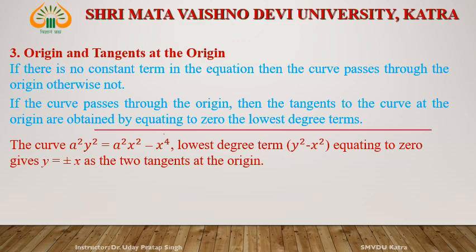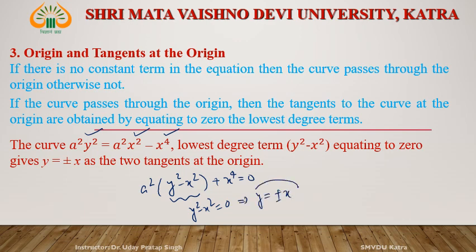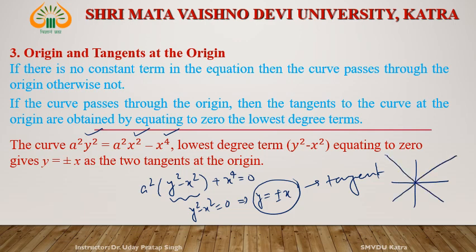What is the lowest degree term? This is fourth degree term, second degree term, second degree term. Collect the second degree term: a square (y square minus x square) plus x to the power 4 equal to 0. Then this is y square minus x square equal to 0. What is this? This is y is equal to plus minus x. Okay. These are the two tangents, y is equal to x and y equal to minus x at the origin. For this curve, this line is tangent and this line is also tangent.